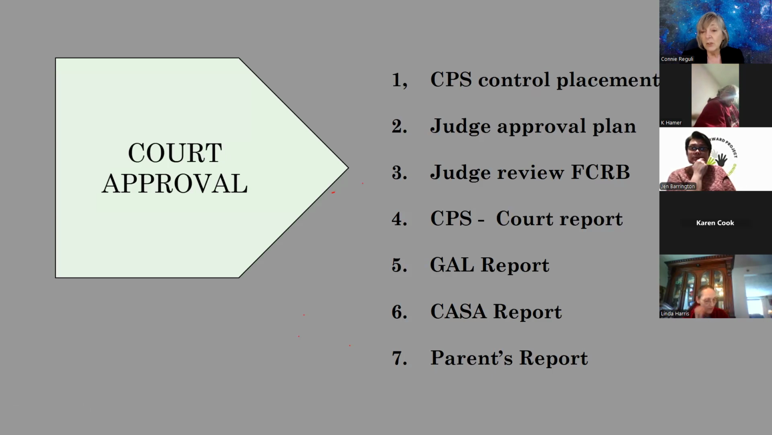Now, the judge can do a judicial review of the foster care review board. And CPS is filing a court report, typically in secret. The guardian ad litem is filing a secret report. CASA is filing a secret report. And so I frequently have engaged parents to help them or order them to write a parent's report, which likewise gets filed with the court and then becomes part of the file.